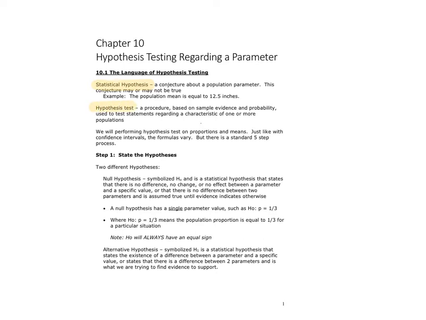A hypothesis test is a procedure based on sample evidence and probability used to test statements regarding a characteristic of one or more populations. The characteristics we're talking about, we're going to be looking at proportion and mean. We will perform hypothesis tests on proportions and means for both one population and two. Two populations will come in Chapter 11. Just like with confidence intervals, the formulas vary, but there's a standard 5-step process, and that's what we're going to look at in this video.